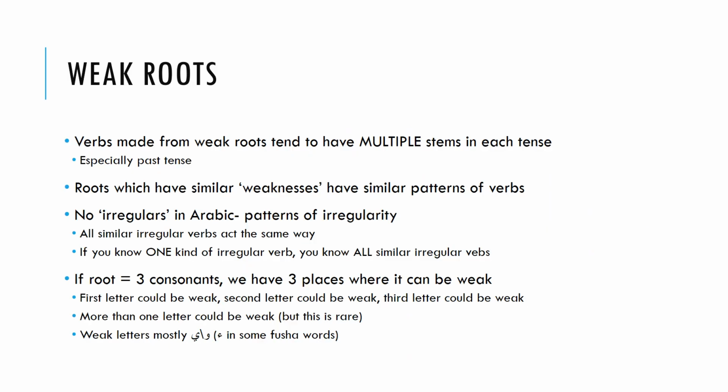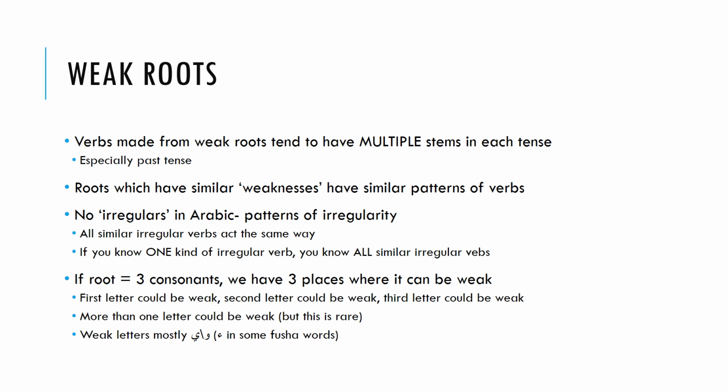Now, weak roots, on the other hand, do have weird effects on the stems. Verbs made from weak roots tend to have multiple stems in each tense, usually 2 stems in the past tense. Roots which have similar weaknesses have similar patterns of verbs. So, if you have multiple roots that all have the middle letter as a vowel, they tend to act exactly the same way as each other. So it's not really that we have irregular verbs in Arabic. We really have patterns of irregularity.